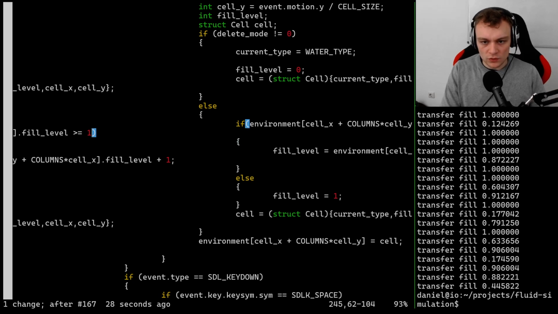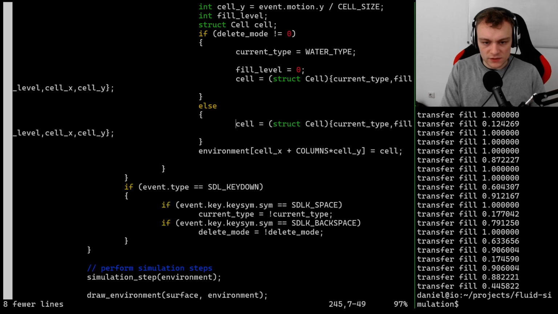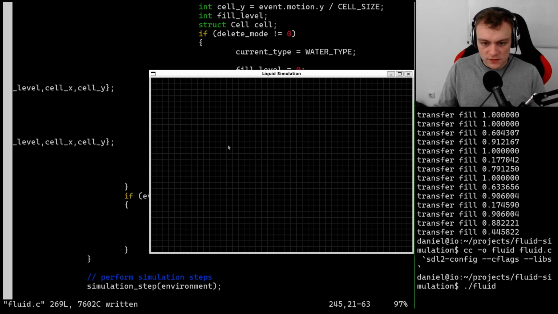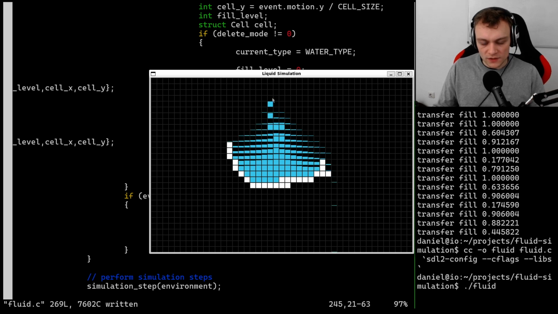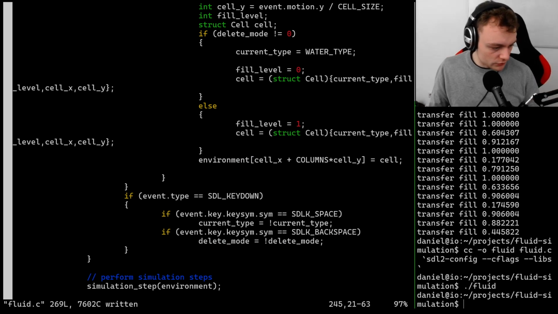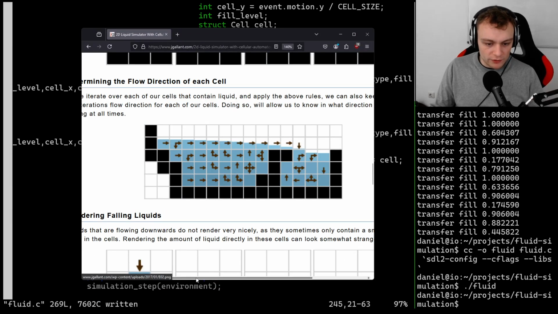So let's delete all of that. And let's do a fill level is equal to 1. Let's see how that behaves. Yeah, that's much better. Okay, now I would like to introduce some graphics, and there's a new rule for that.